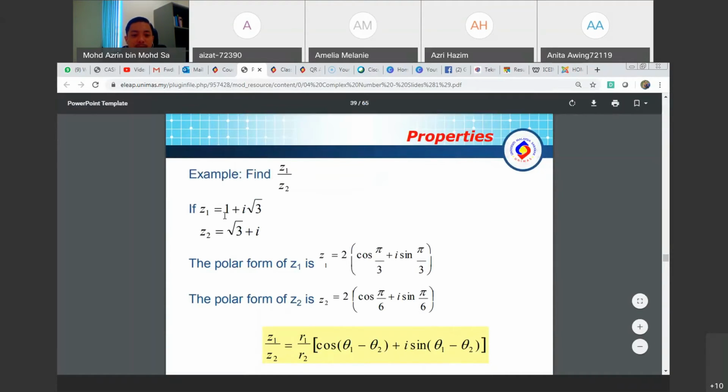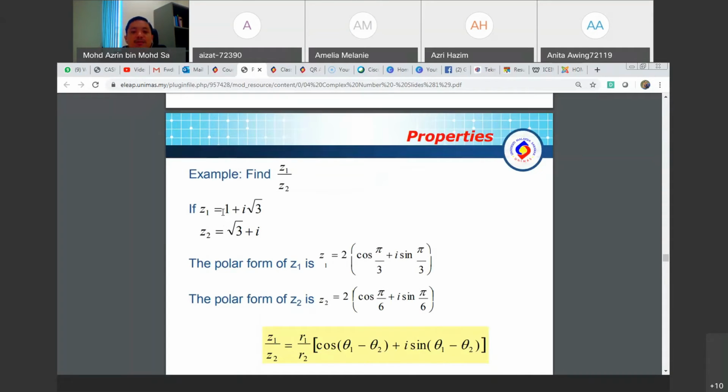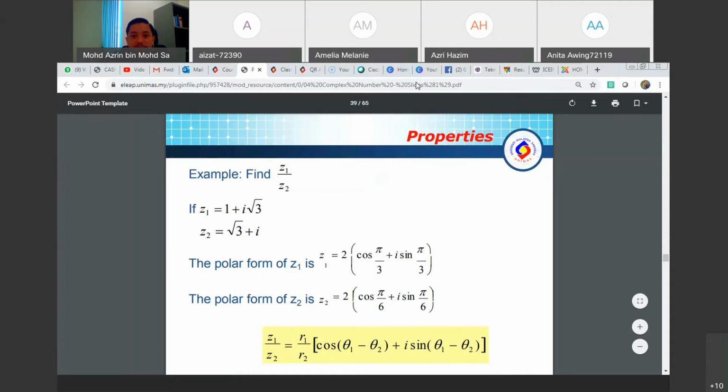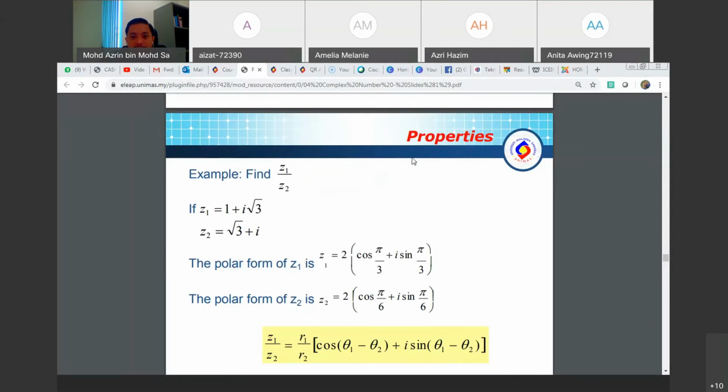So Z1 is given to you the same. It is the same as the first example. Cuma tukarkan dia punya concept daripada multiplication into division. Okay. Multiplication into division. Sekejap saya kena pause bentar.